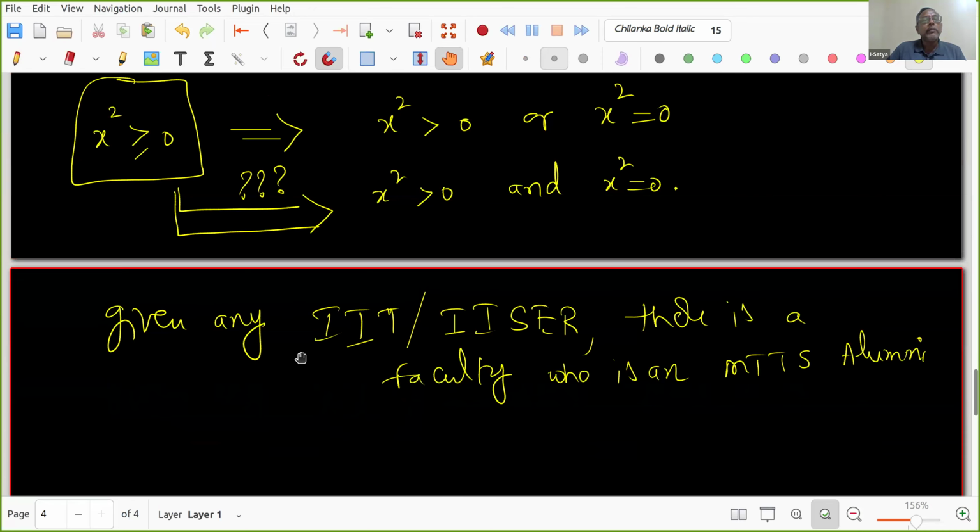Okay, so my point in telling this particular example is the beauty of MTTS. It produces a lot of faculty. Okay, you take any nice institute, esteemed university in India, they have one MTTS alumni. Okay, good. So this also has quantifiers and I will try to write that in mathematical version.